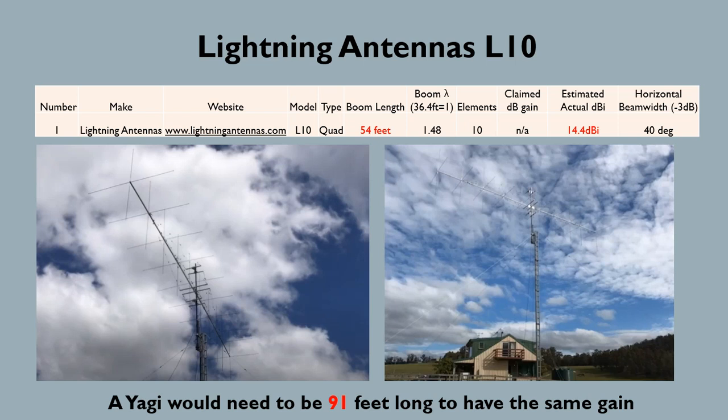Yagi. So in order to have 14.4 dBi, which is the winner in that category as well, you'd need a Yagi to be around 91 feet based on the predictive model tools that I used, it came out to around 91 feet. So figure the quad gives you a 1.3 dB advantage. You need a longer Yagi with more elements to get that same 14.4 dBi.